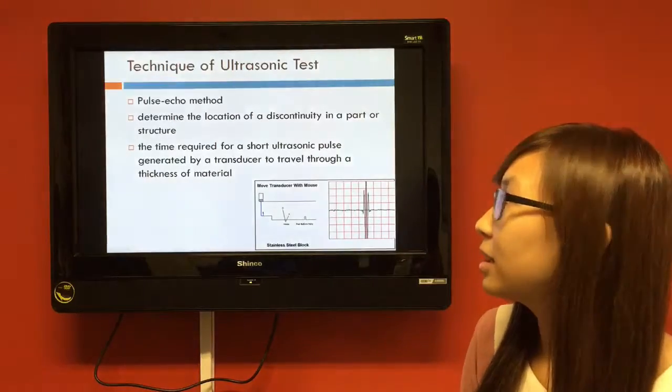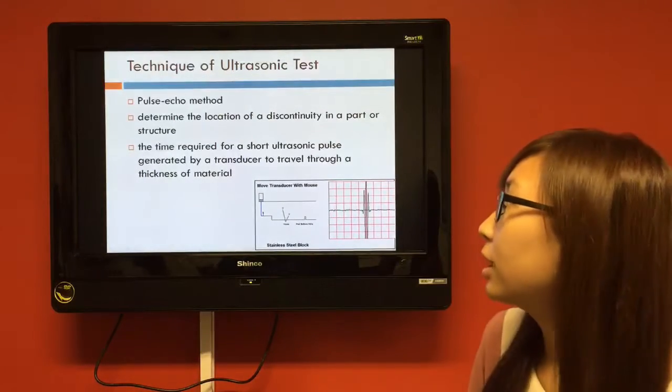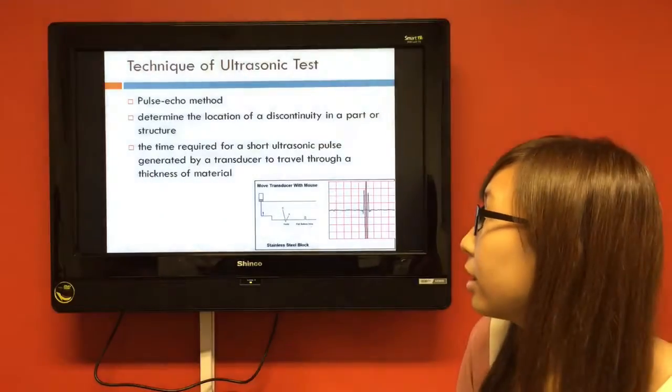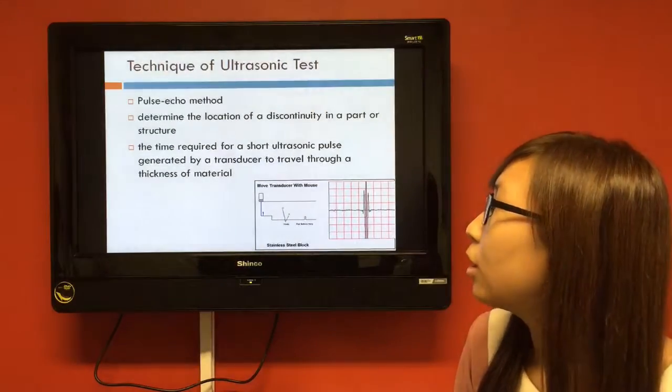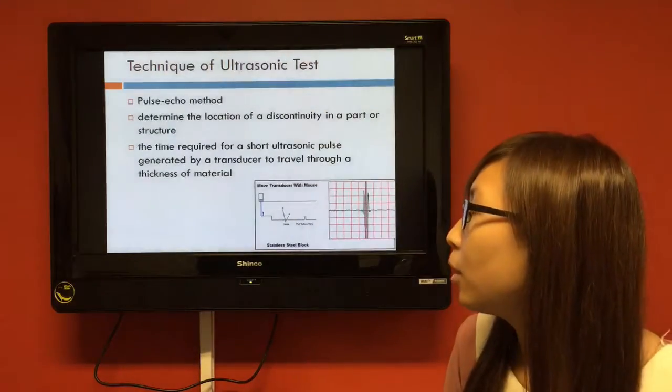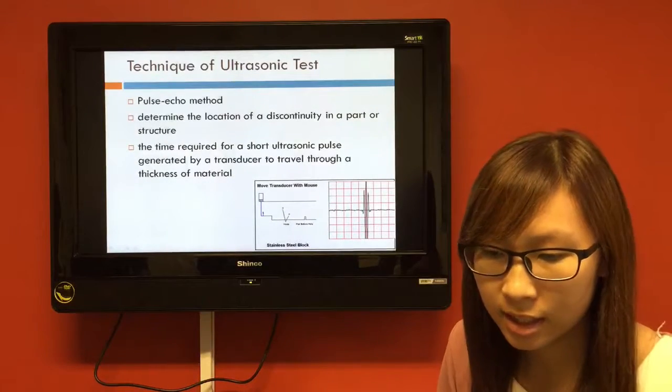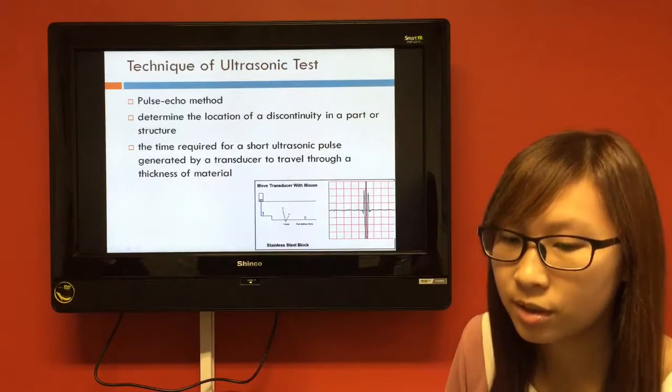Now let me talk about the technique and the application of ultrasonic testing. There are two methods of ultrasonic testing. One is the pulse echo method and the other is transmission.